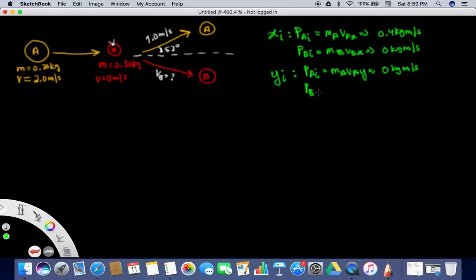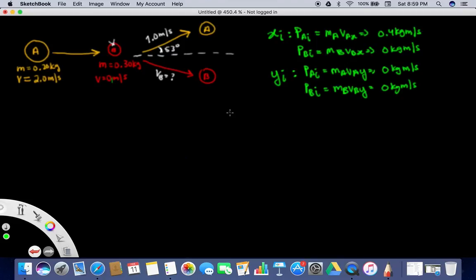Let's look at the momentum of ball B initially, before the collision, in the y direction. That's going to be the mass of ball B times the velocity of ball B in the y component. Once again, we see that ball B has no vertical movement, meaning that there is no momentum in the vertical direction for ball B.